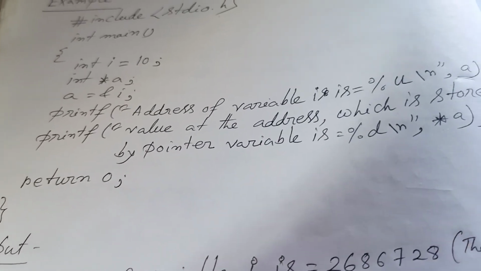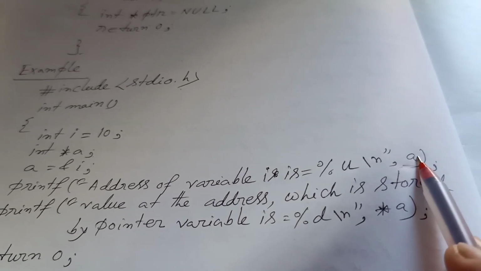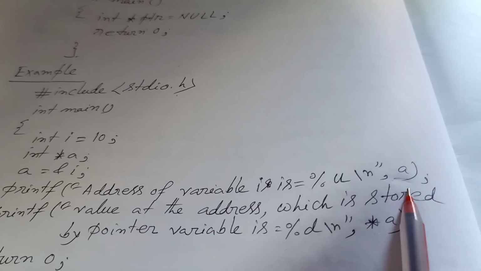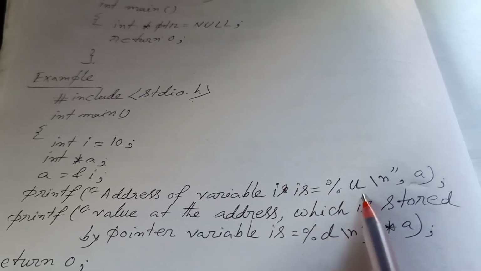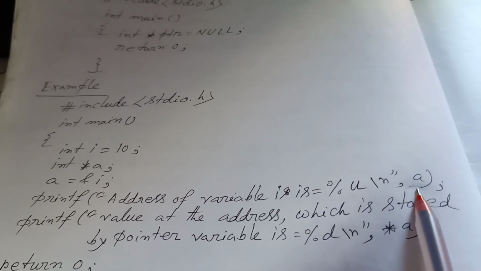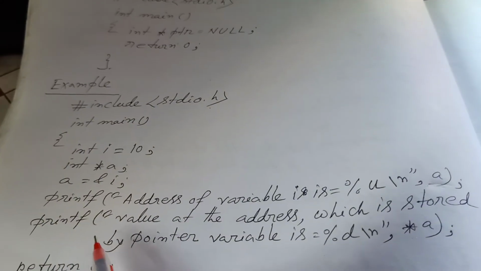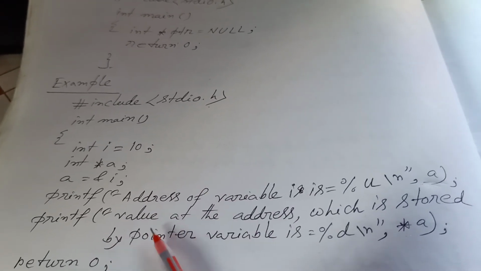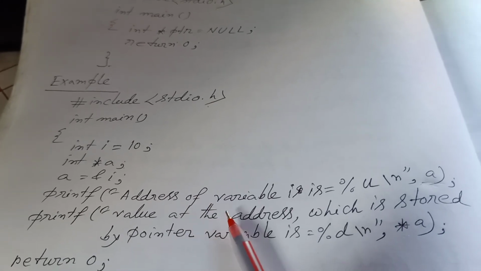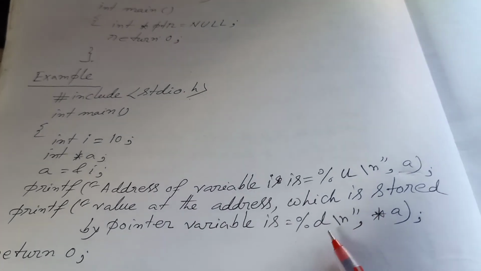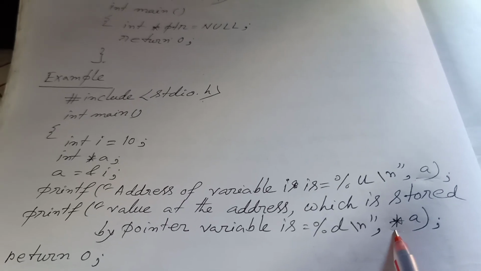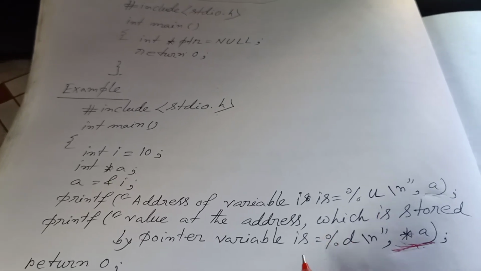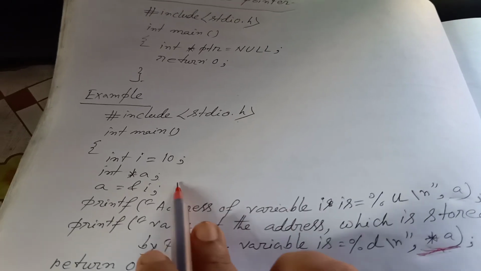So here we can see that when we are trying to find out the address value, we are using the format specifier %u and the variable is a. Okay, and when we want the value of the declared variable i, here we are using *a. By using this we can easily display the value of i.